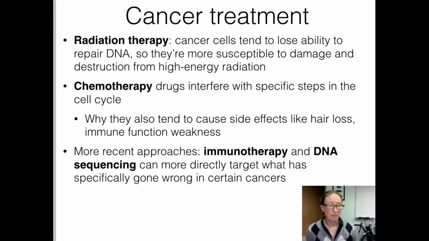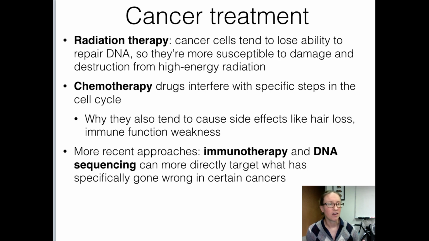Now, you're probably familiar with chemotherapy as another type of treatment. The way that most chemotherapy drugs work is they interfere with specific steps in the cell cycle. They might cause cells to be arrested at a checkpoint, so they don't keep progressing through division. And because they disrupt cells from being able to divide, when someone is on a chemotherapy drug, that's going to stop cell division for all of the cells in their body.